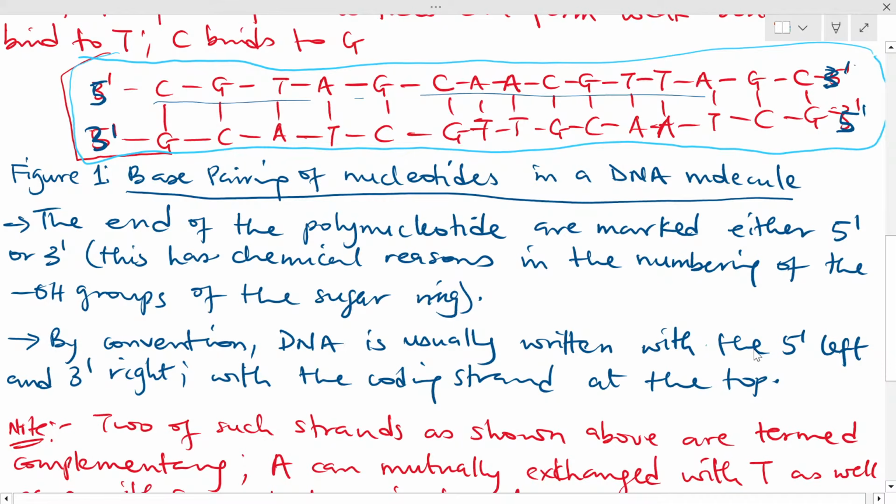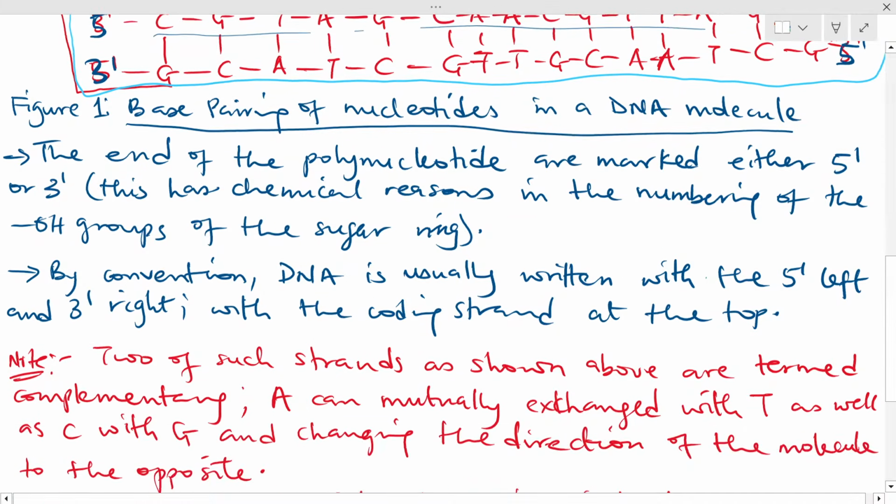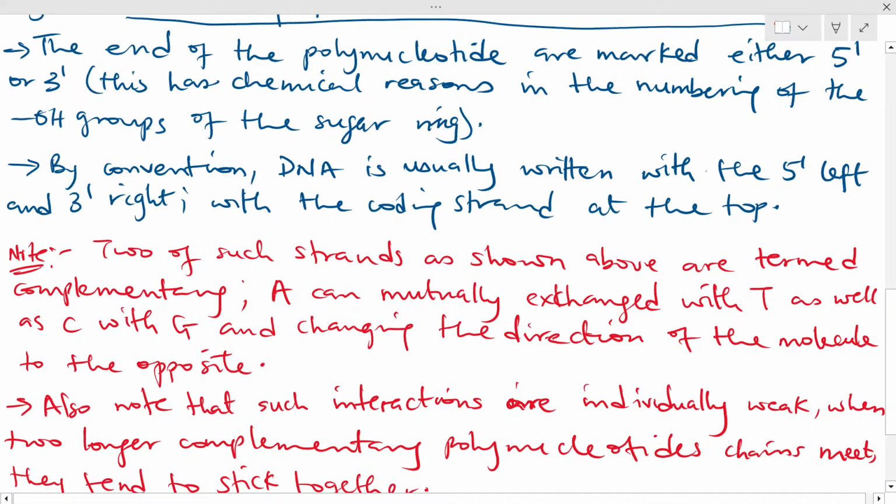So by convention, DNA is usually written from the 5 prime left end to the 3 prime right end, with the coding strand at the top. So you have the 5 prime to the 3 prime right here, and these are the coding strands at the top, which include the bases cytosine, guanine, thymine, adenine, guanine, and all of these have their complementary base pairs that they pair with in the reverse direction. So 2 of such strands are shown above.